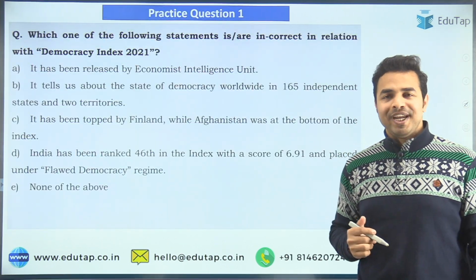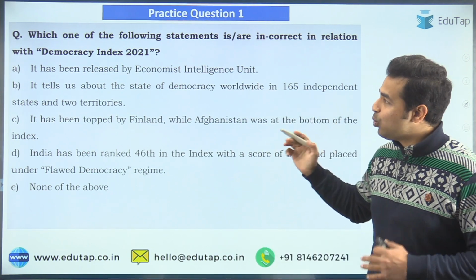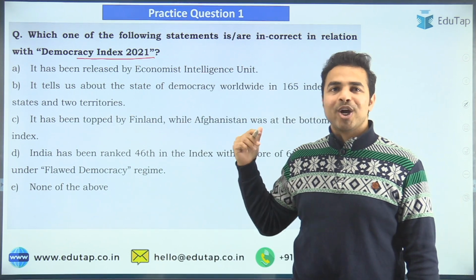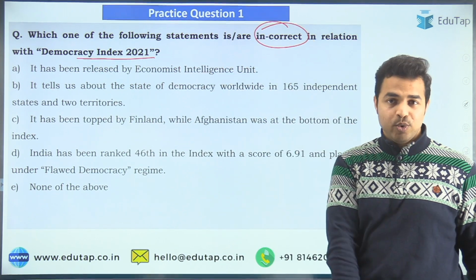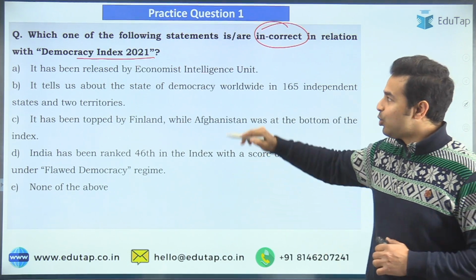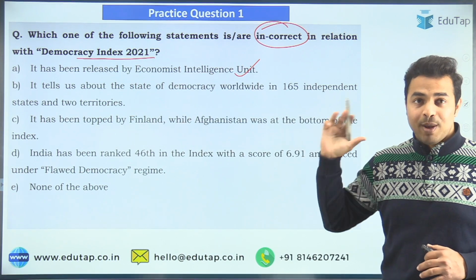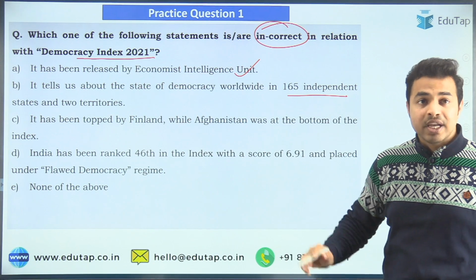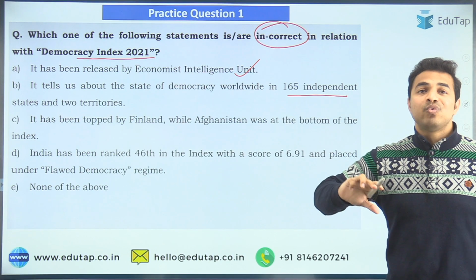So this was also important that you are required to remember from the exam point of view. And now let's move on to practice question 1 of today's session. This question is in relation with the Democracy Index 2021, and you are required to identify the incorrect statements in relation with it. The very first statement says that it has been released by the Economist Intelligence Unit, which is absolutely correct. The second statement says it tells us about the state of democracy worldwide in 165 independent states and union territories.